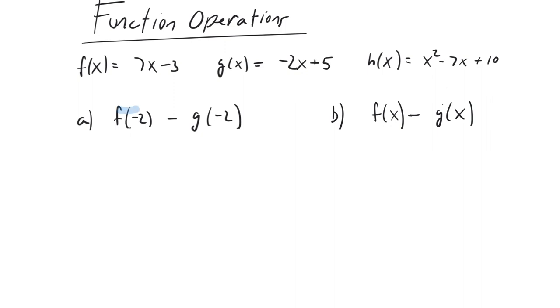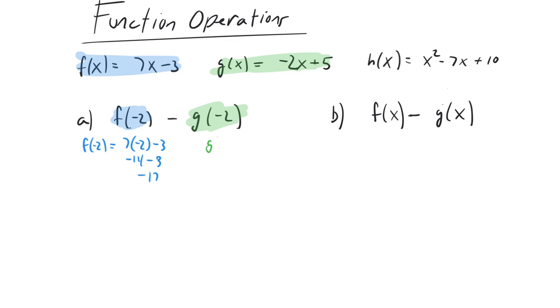In this case, I think it says f of -2, so I want to make sure I look at function f, and it says g of -2. I want to look at function g. Just start by plugging this number into that function. So I want to find f of -2. So that's 7 times -2 minus 3, which is -14 minus 3, which is -17.